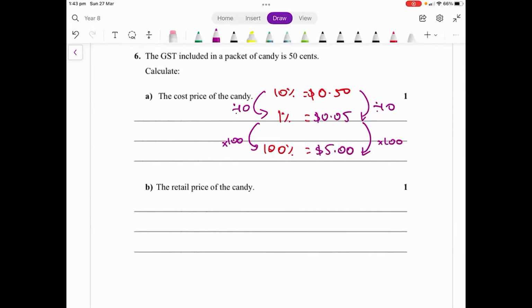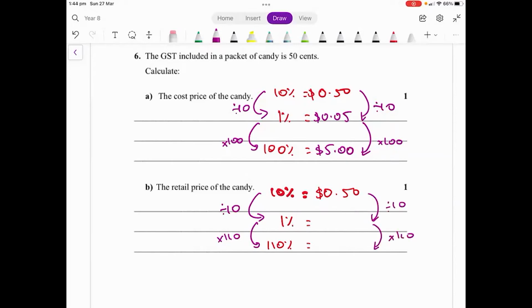Question B, we start with 10% again. This time we need to get to 110% because it's asking for retail price. So we divide by 10, then we multiply by 110. Alternatively, you can multiply by 11 or add the GST from the question plus the cost price in question A together.